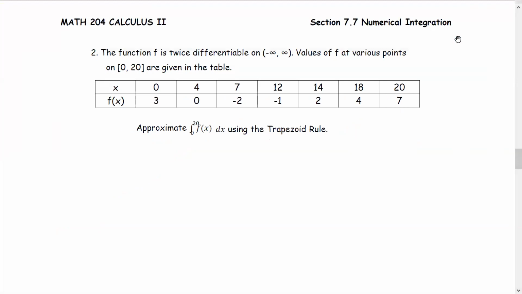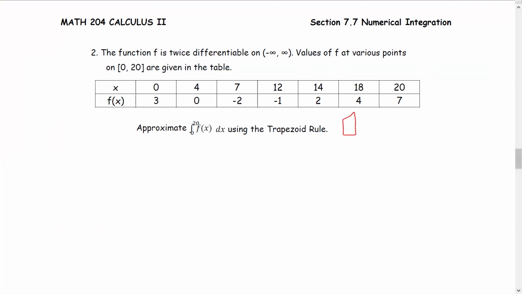Example 2. The function f is twice differentiable on the interval negative infinity to positive infinity. The values of f at various points on the interval 0 to 20 are given in the table. Approximate the integration from 0 to 20 of this function f of x with respect to x using the trapezoid rule.